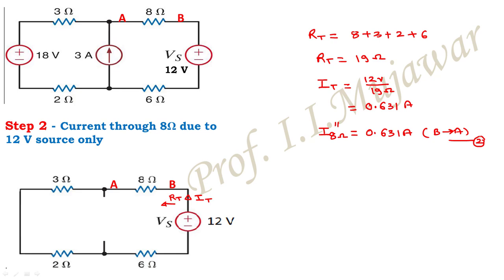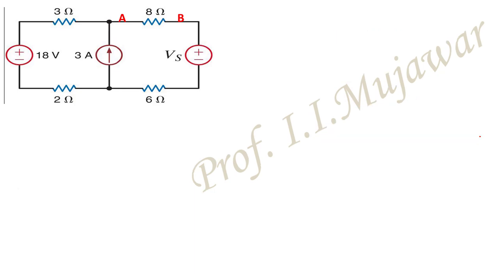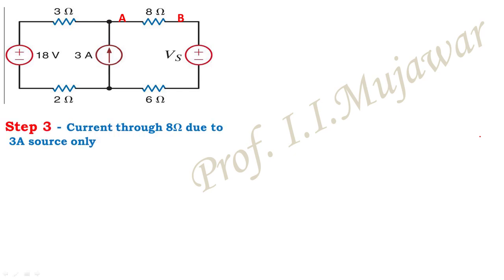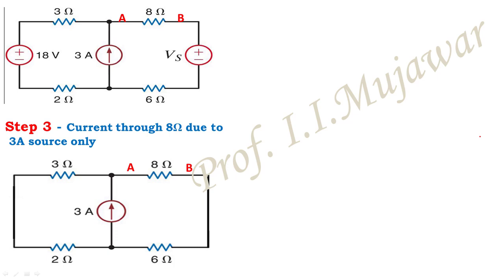Now in the third case, we have to calculate current through 8 ohm due to 3 ampere source acting alone, meaning 18 volt and 12 volt sources are to be removed. So we have to replace those sources by short circuit. So this circuit I can draw like this one. So here is a source, current source of value 3 ampere.